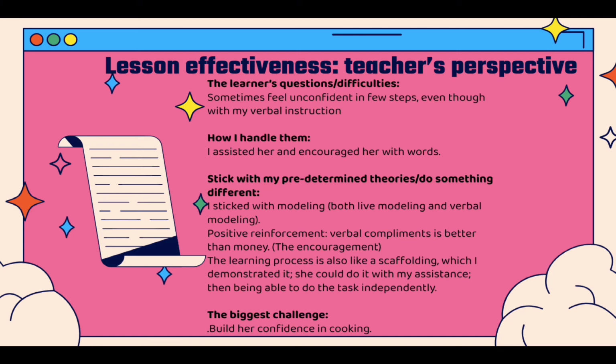But I feel like instead of describing one of my strategies as shaping, the learning process is more like scaffolding, in which I demonstrated a skill and my learner could do it with my assistance. At the end, my learner is able to do the task independently. The biggest challenge of the task is that I need to build her confidence in cooking.